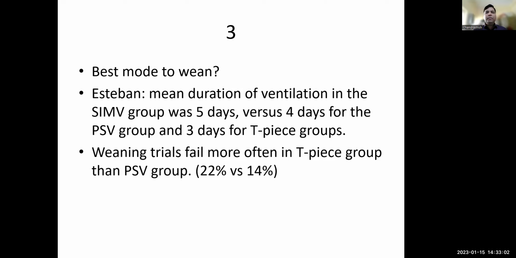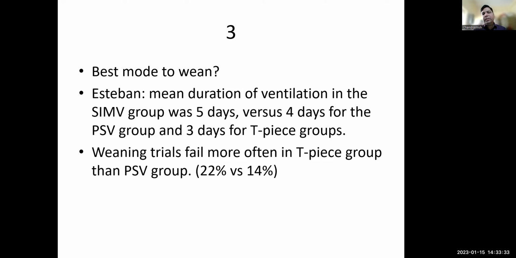The first one of the major studies on this was done by Esteban, and again, it was in the 1900s, as far as I remember, and probably published in NEJM, but I may be wrong. He looked at 3 weaning modes. One is SIMV, the other is pressure support, and the third is TPs. The mean duration of ventilation in the SIMV group he found was 5 days versus 4 days for pressure support and 3 days for TPs groups.